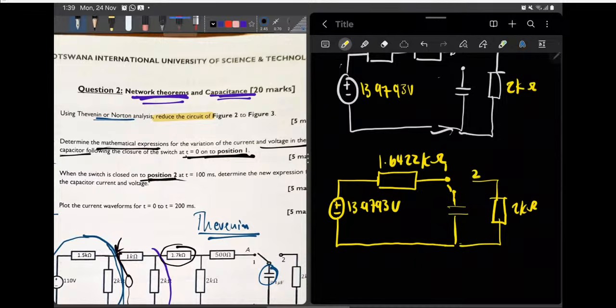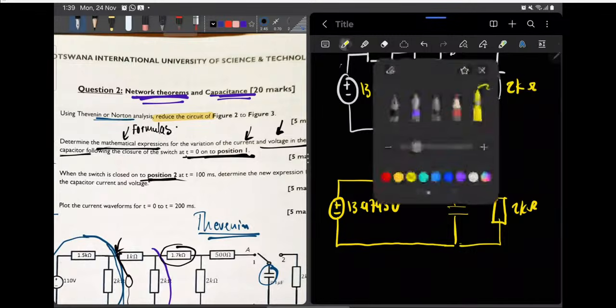So they want the formulas, the mathematical expressions. For what? For current with respect to time and voltage with respect to time, when you close it at position 1. So what you do, positions tell you whether something is charging or discharging. That's what positions tell you, where the switch is.